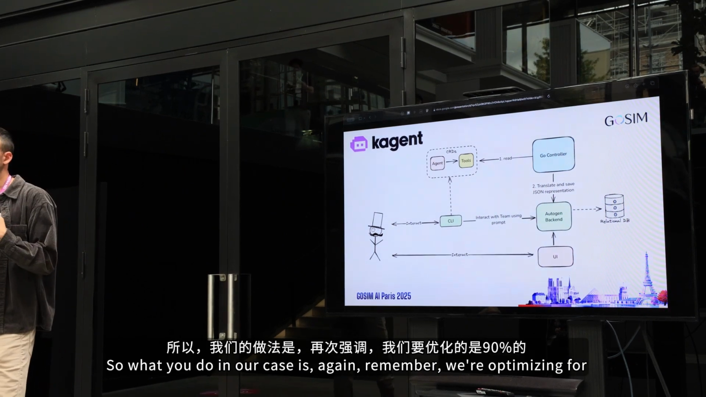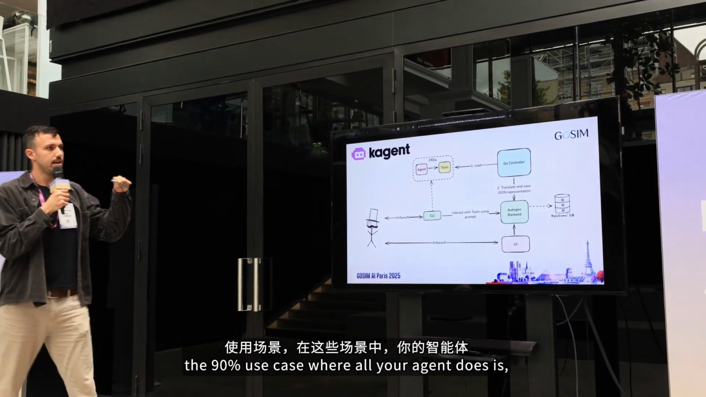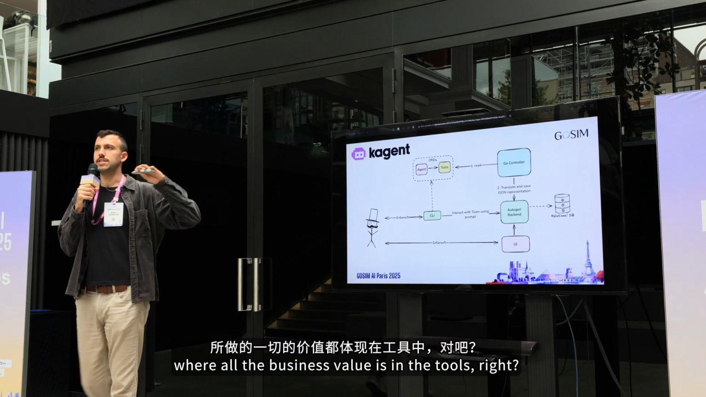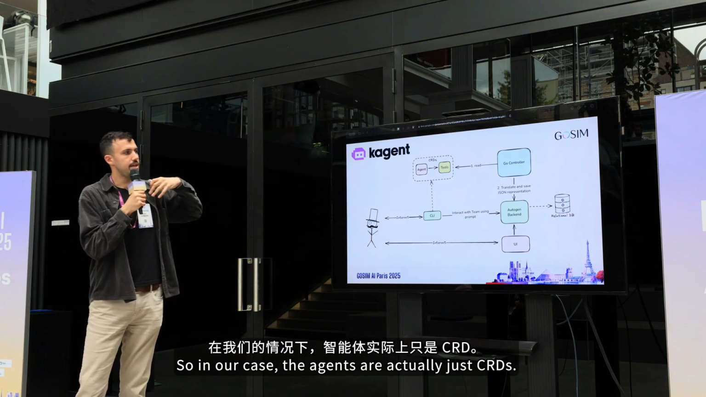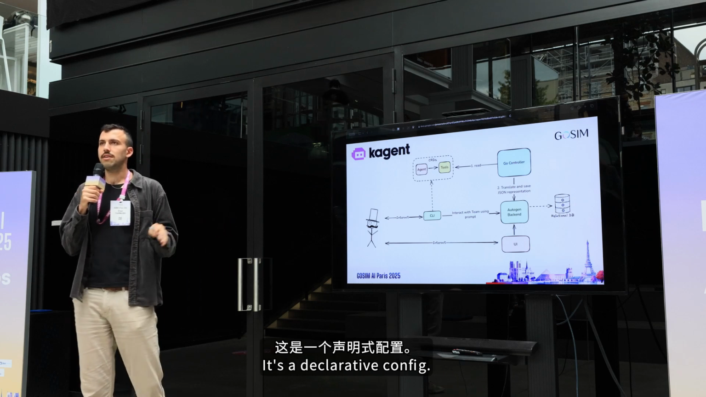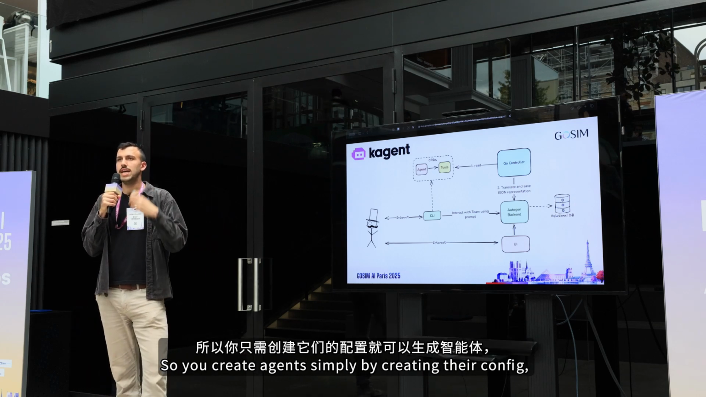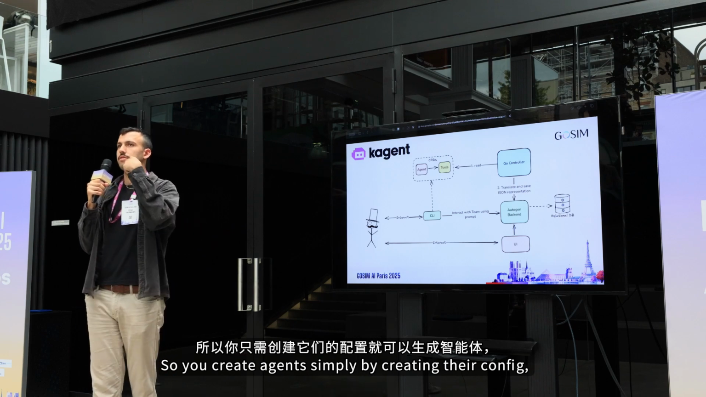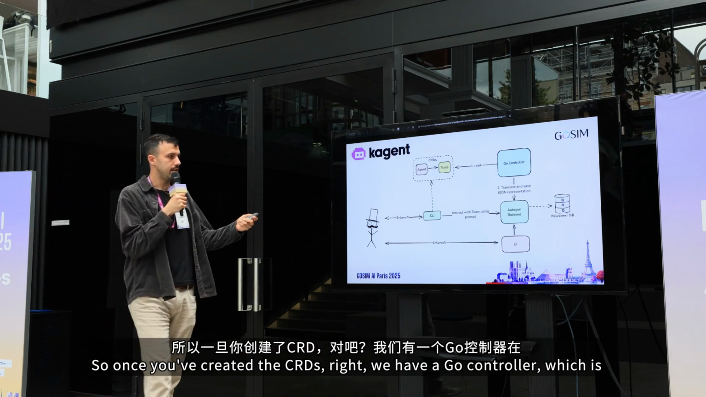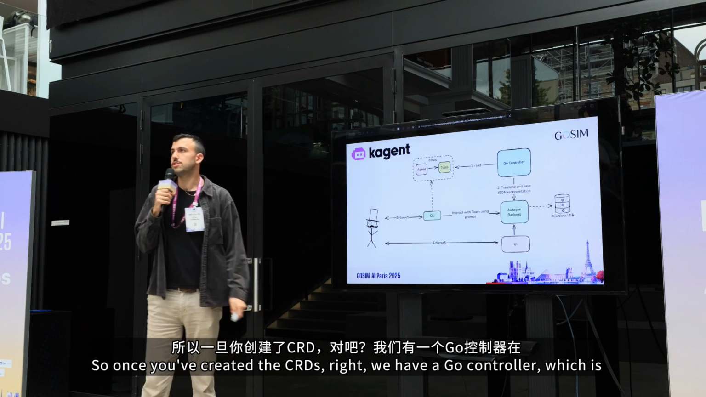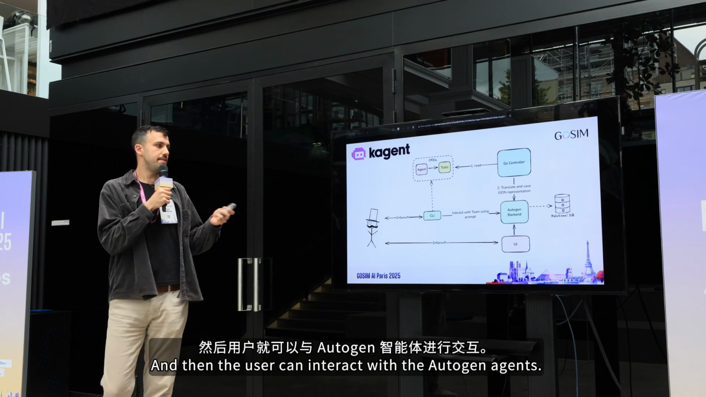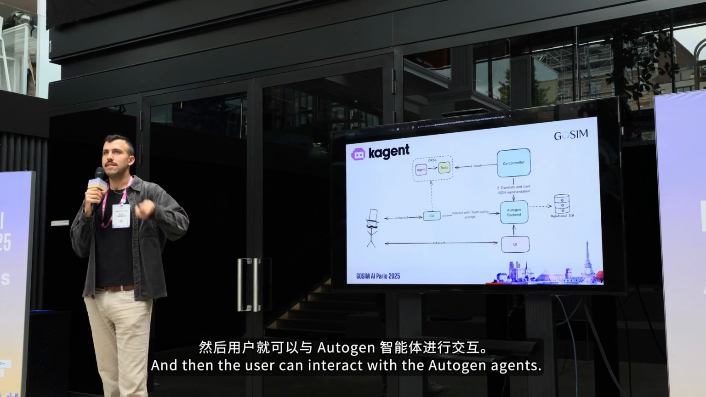Remember, we're optimizing for the 90% use case where all the business value is in the tools. So in our case, the agents are actually just CRDs. It's just text, a declarative config. You create agents simply by creating their config, and I'm going to show this in a minute. Once you've created the CRDs, we have a Go controller which reads those CRDs and puts them into AutoGen. And then the user can interact with the AutoGen agents.